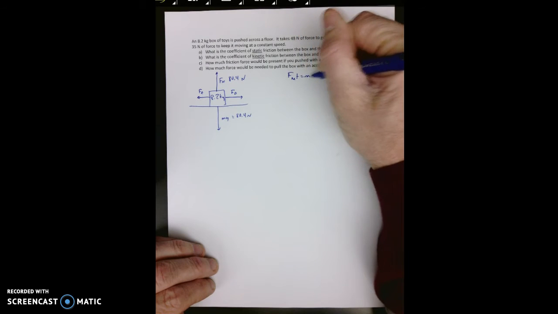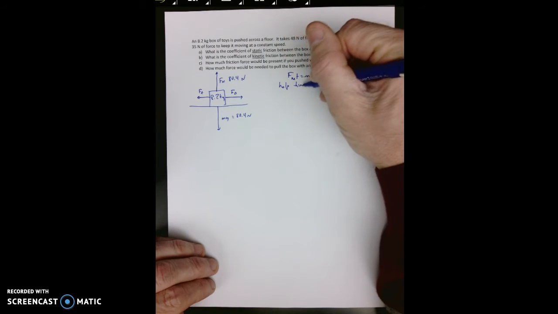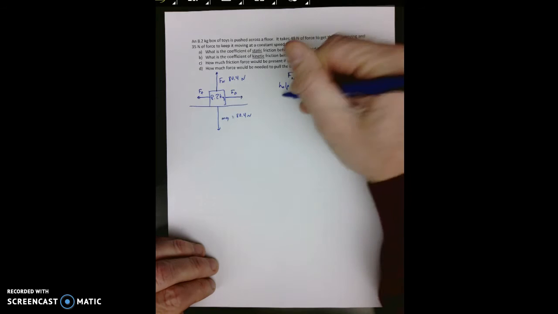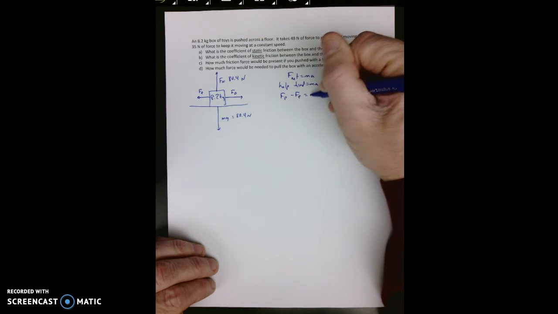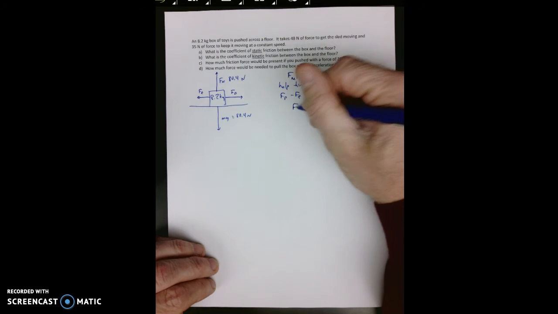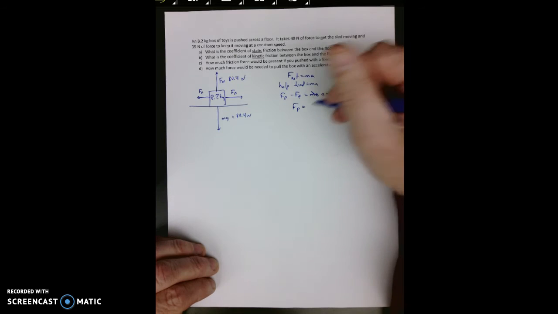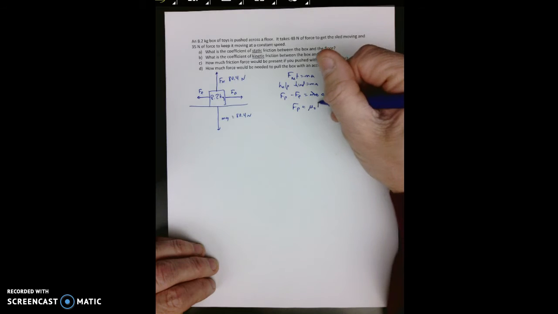So if I look at the net force equation, helping forces minus hindering forces equals ma. Then I've got my pulling force minus friction equals ma. And I'm going to say ma is effectively 0. So my pulling force equals friction. And that is going to be just overcoming movement. That's the coefficient of static friction times normal force.